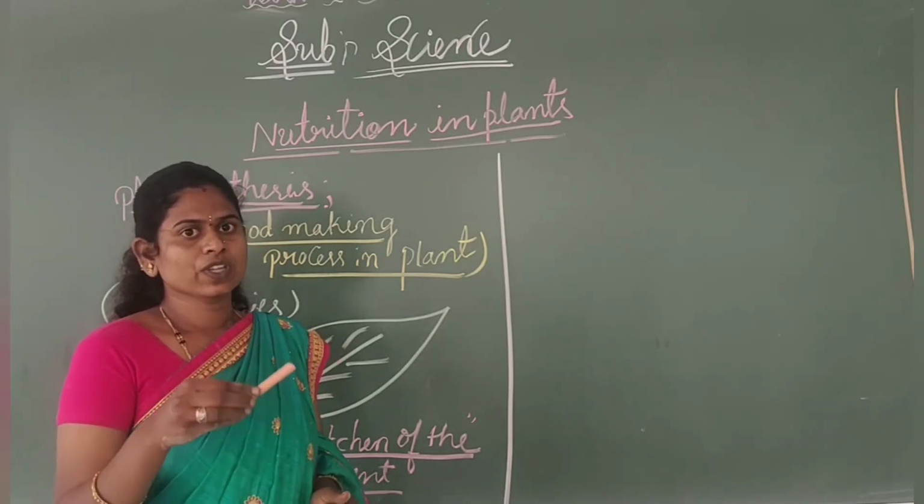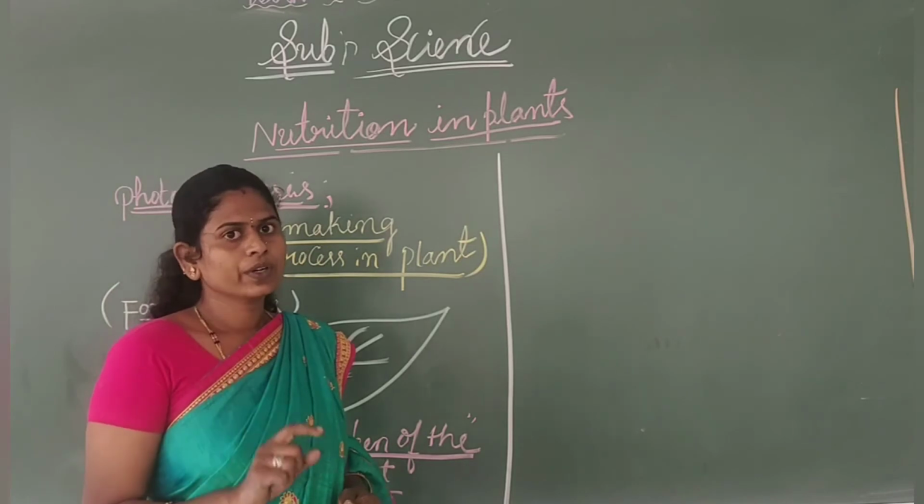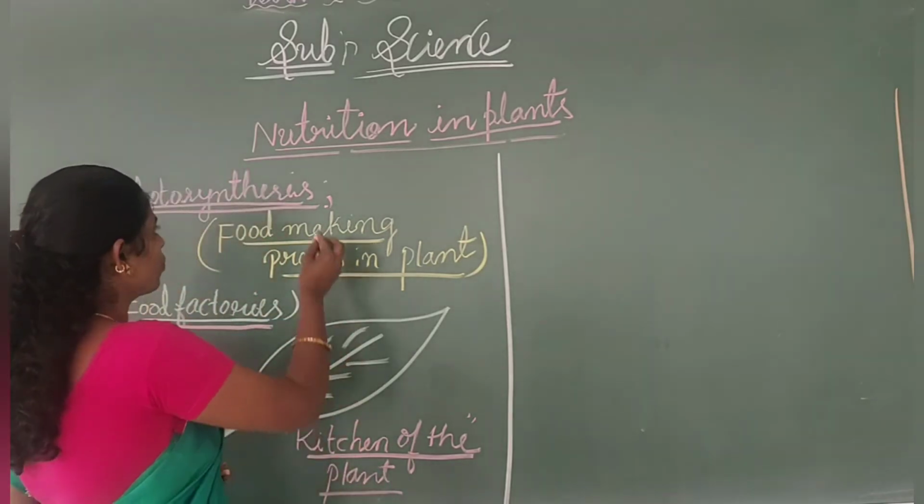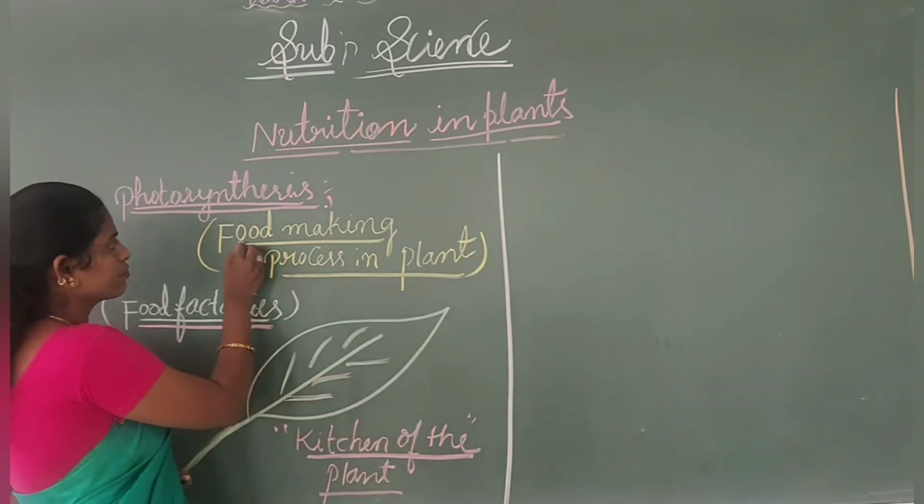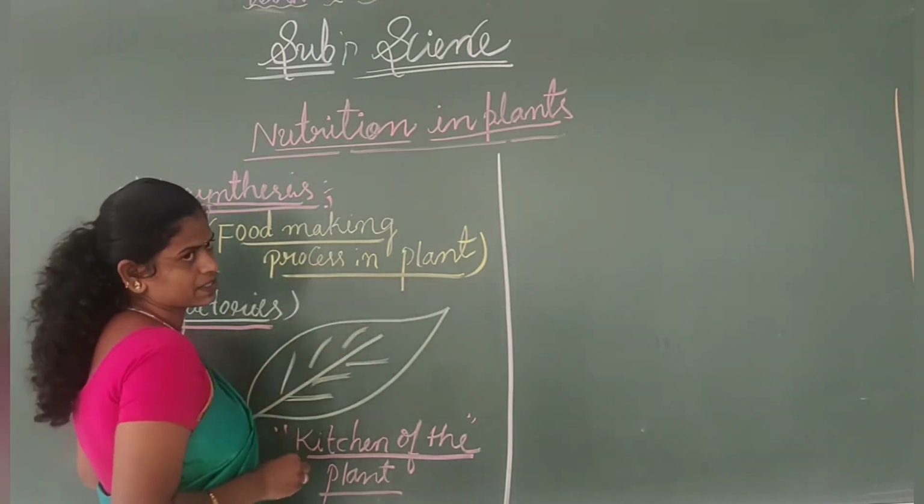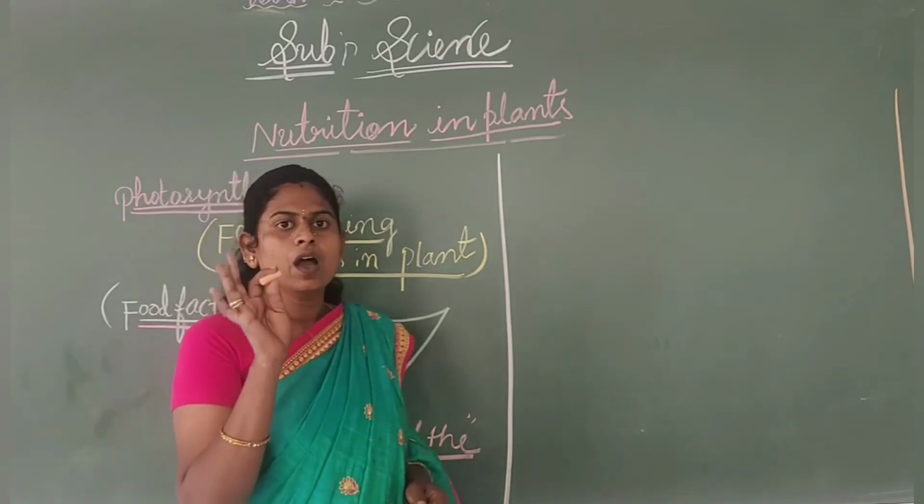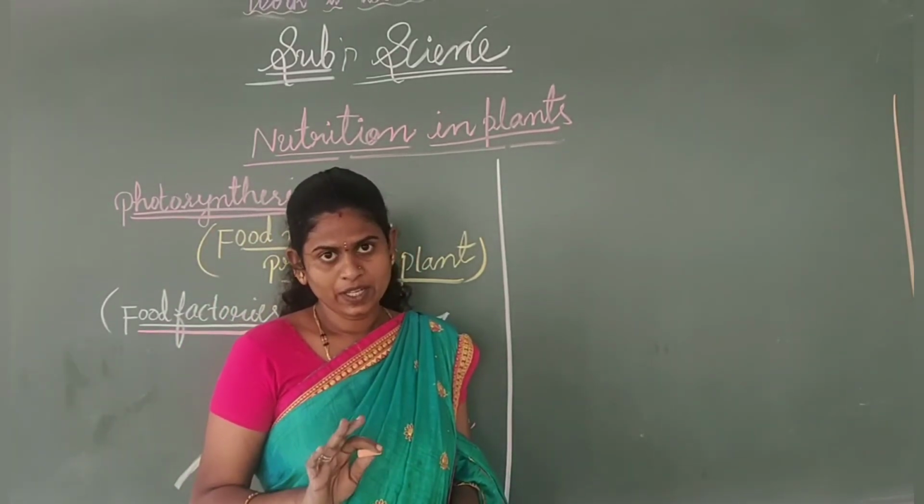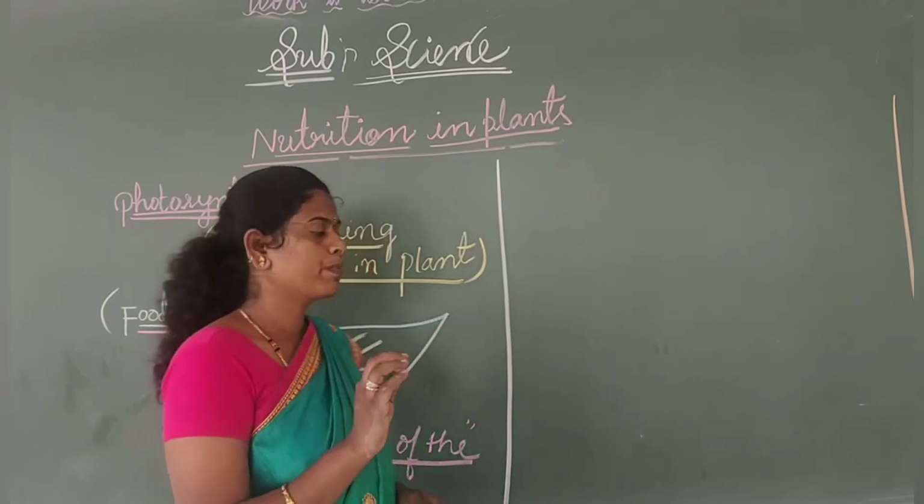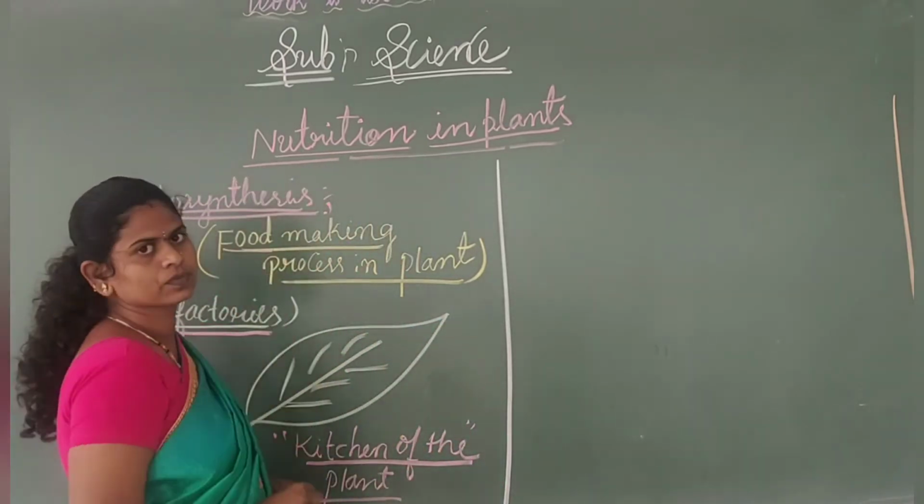Discussed. Let's move to the next topic. Very important topic in this chapter, that is photosynthesis. Photosynthesis is also called a food making process in plants. You all know that plants are the example for the autotrophic mode of nutrition. Why? Because they have the capacity to prepare their own food.